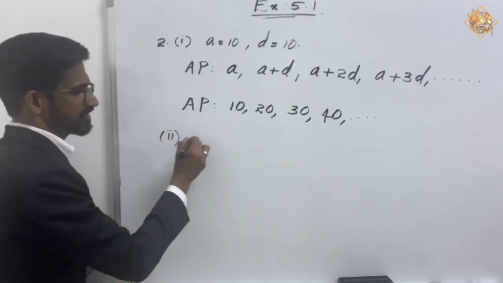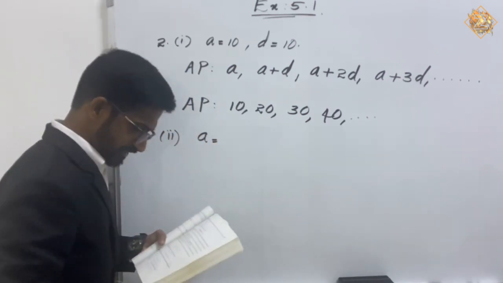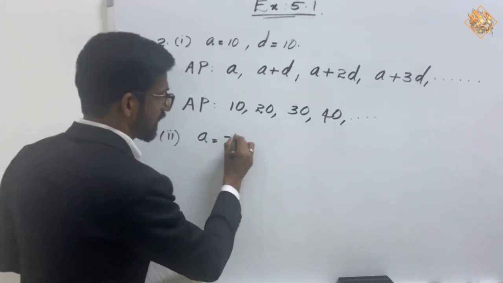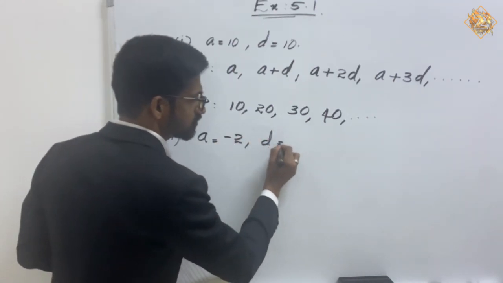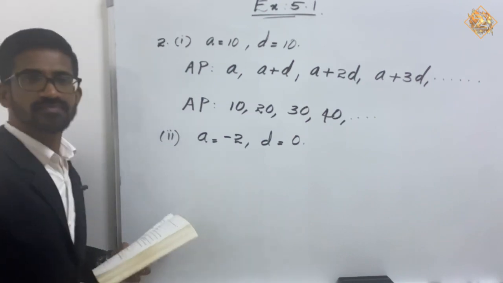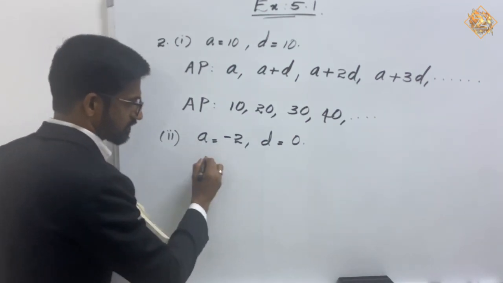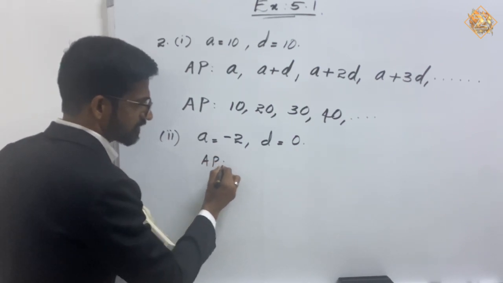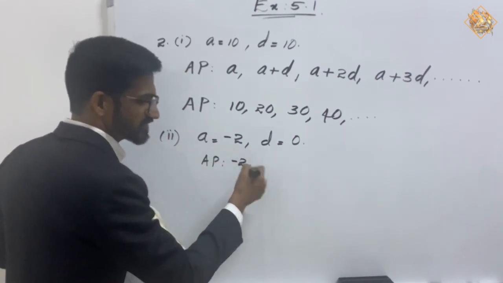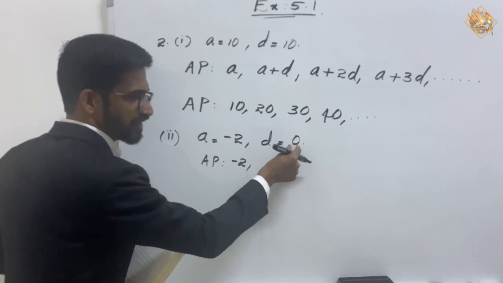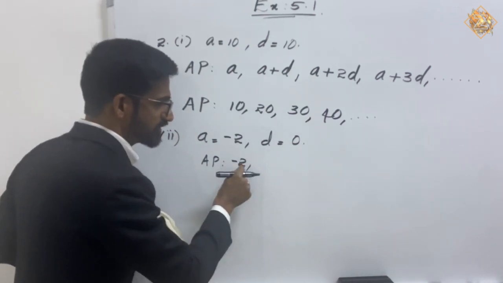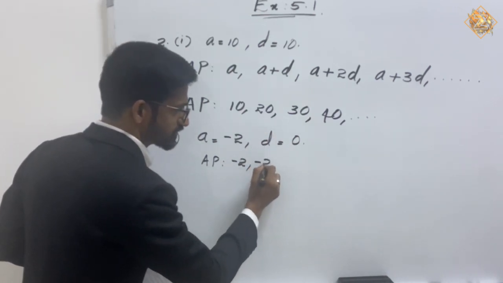Similar way, here it is given A equal to minus 2 and D equal to 0. So we need to form an AP, isn't it? So the AP will be first term minus 2. To get the second term, along with the first term, we have to add the common difference. So minus 2 plus 0, that is minus 2.